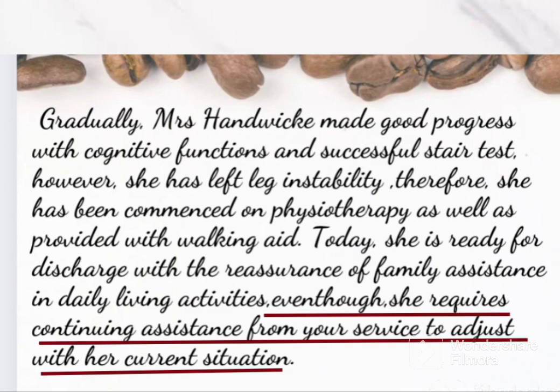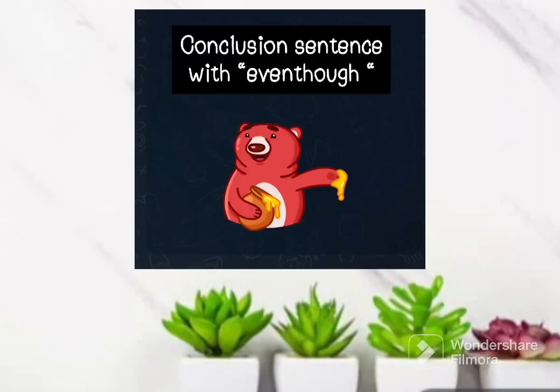For that reason, we can use even though or you can use however. These two connectives can be used here to conclude the sentence, however and even though. So for even though, I am giving this example. That means there is no need for any active management. Just give the continuing assistance for her to adjust with this current situation. Beyond that limit, she will not stay with you, or beyond that limit, we don't want your service for her. So this is the meaning.